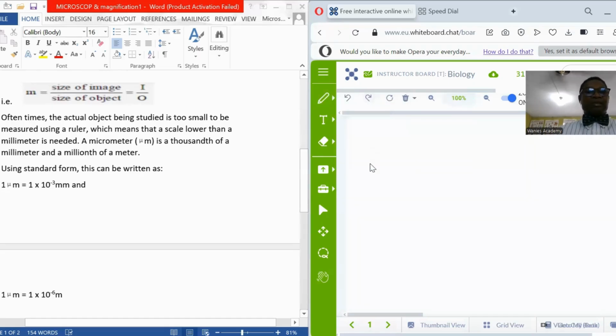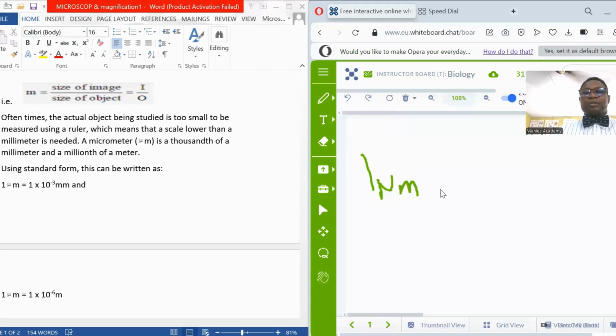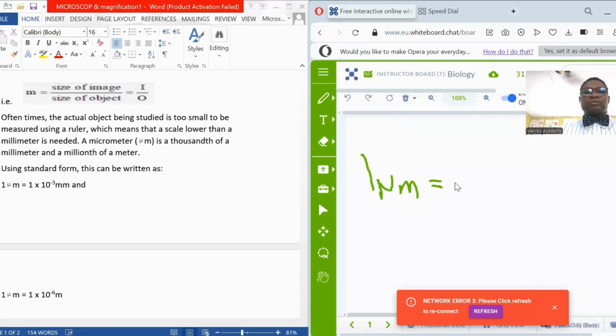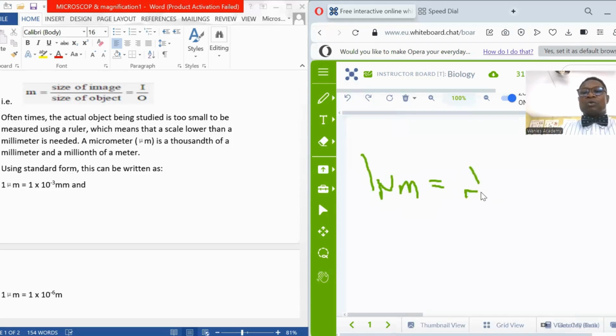Now, if you look at the illustration, 1 micrometer will give us 1 over 1,000 millimeter, which can as well be written as 1 times 10 raised to the power minus 3 millimeter.